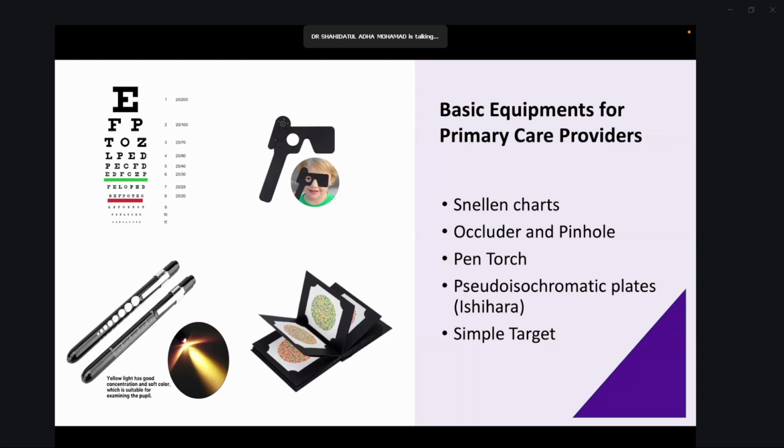And you need to have a simple target. So a simple target can be your pen with a cap, or anything 3D that you can use. Perhaps you can put some stickers on a tongue depressor. You can use it as a simple target as well. So these are the basic minimal equipments for you all.